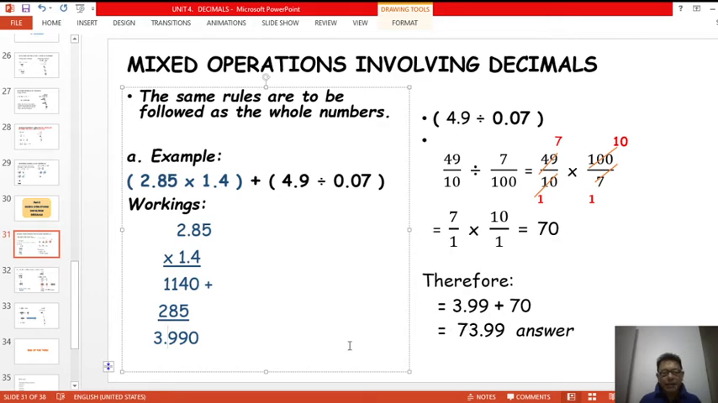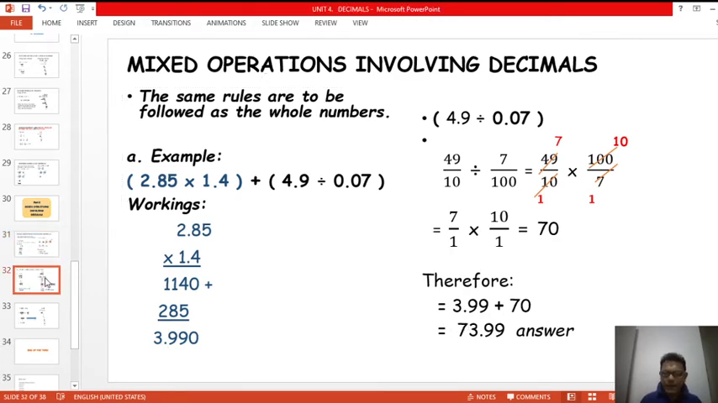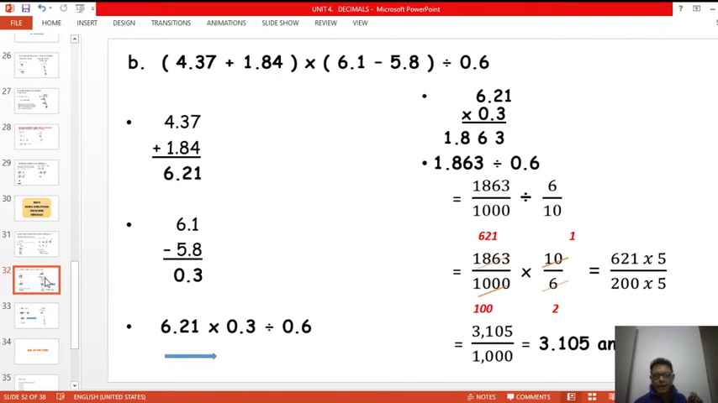I have one more example. What we have here is a bit longer because we have 2 groups and 1 more here. We have 4.37 plus 1.84 in one group, in parentheses, times another group, which is 6.1 minus 5.8 inside parentheses also. So that's the second group, and we have one more here, divided by 0.6.